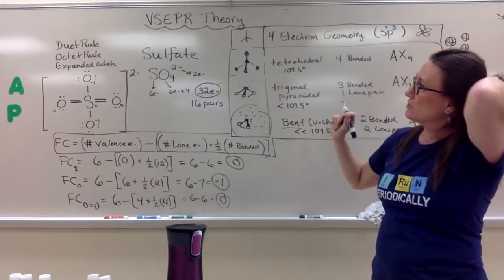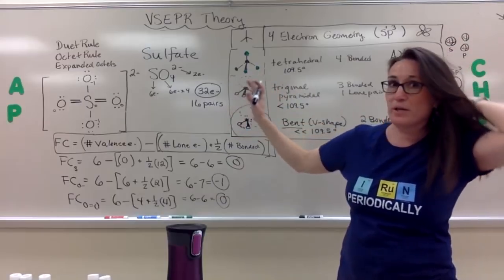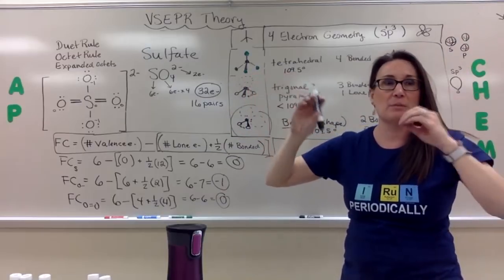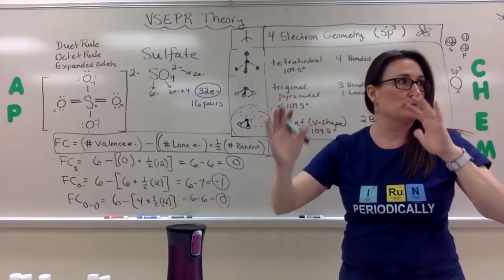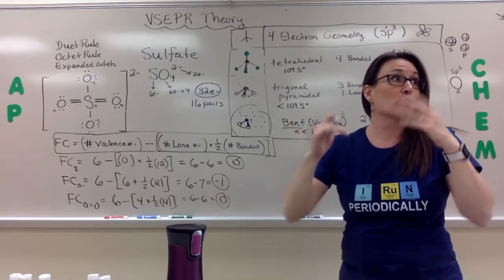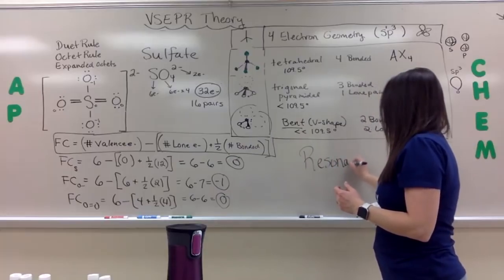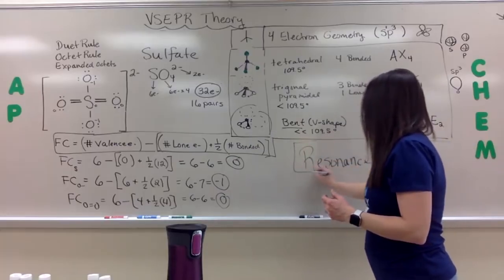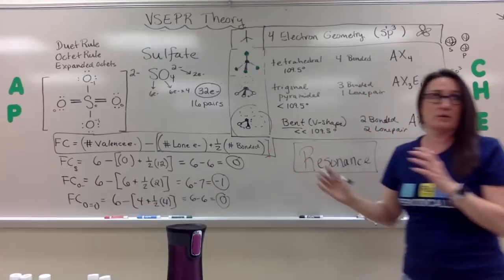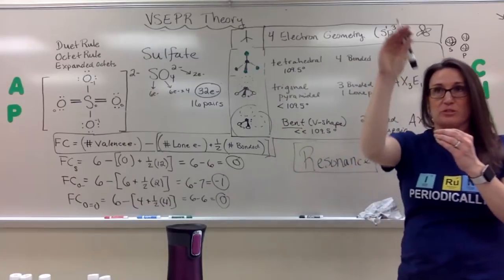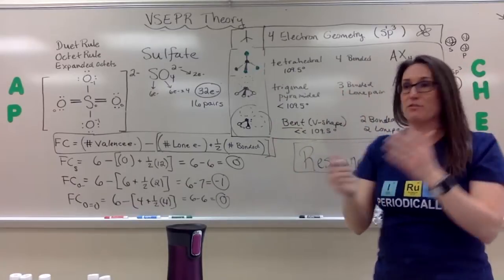Resonance just means we keep all the atoms in the same place. We just have different types of bonds, singles and doubles and triples. Okay, Josh, how are we doing? Good. So resonance is just a fancy word for saying we can have different dot structures. All the atoms are still in the same spot, though. We're just having different types of bonds.